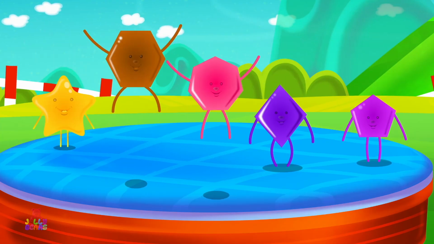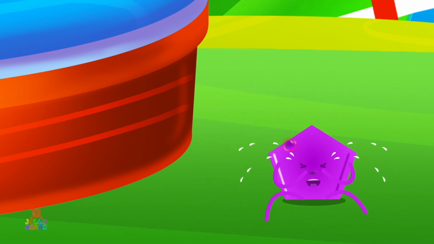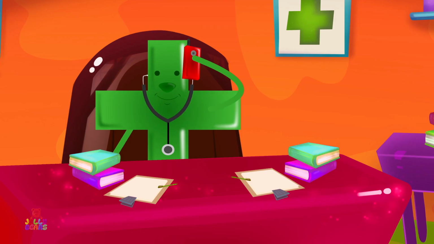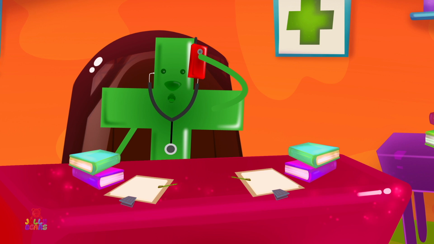Five little shapes jumping on the bed. Pentagon fell off and bumped his head. Hexagon called the doctor and the doctor said, no more shapes jumping on the bed.